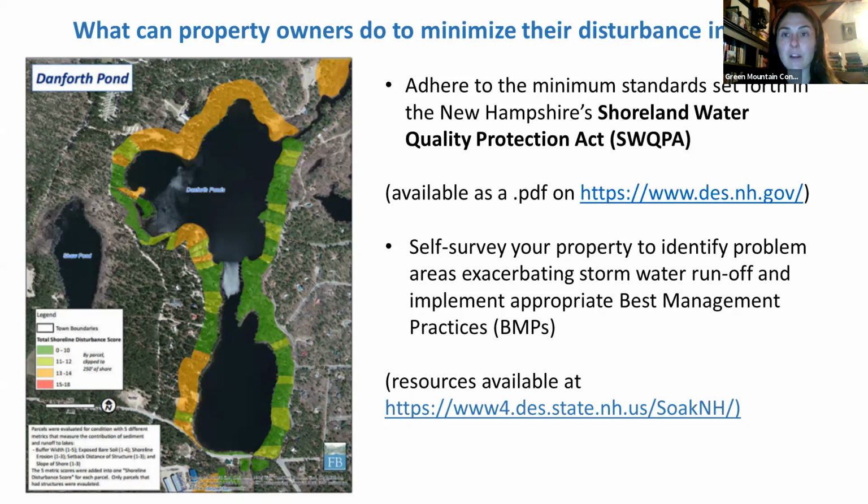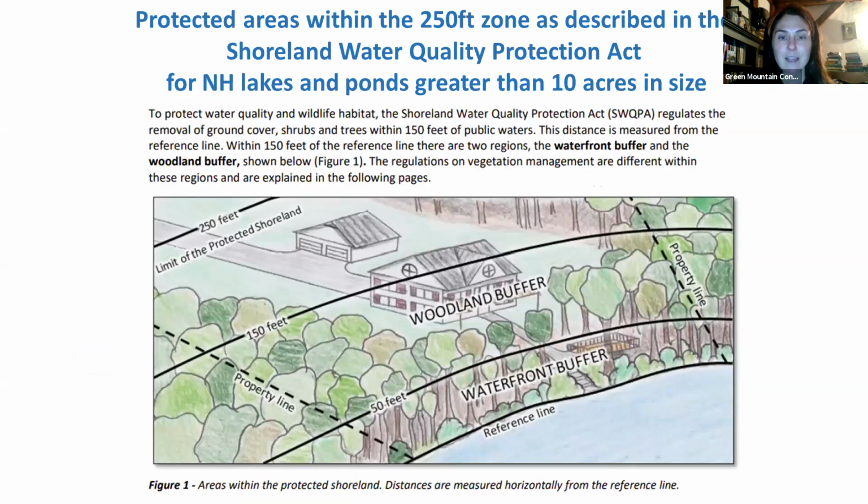And there are also minimum standards set forth in New Hampshire's Shoreland Water Quality Protection Act. That was instated in 1991, and it's had some revisions. It's available as a PDF at des.newhampshire.gov. They basically set forth the minimum guidelines that you should be following.